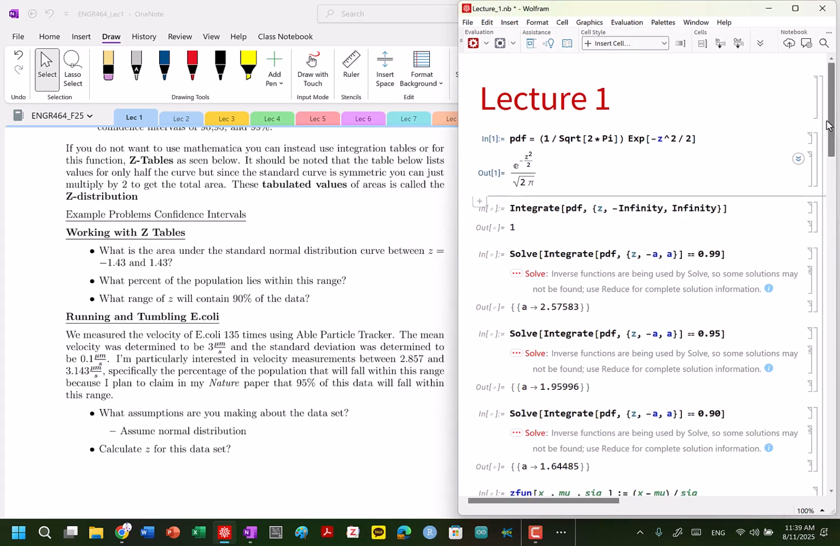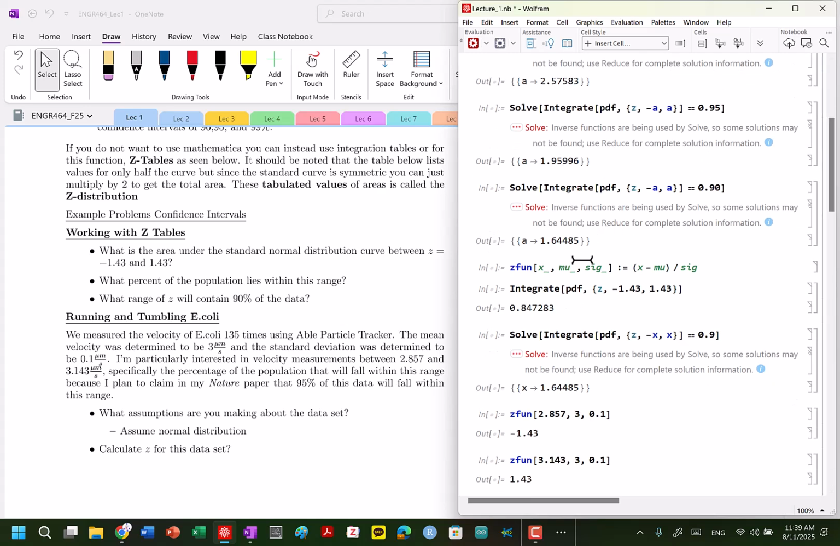So it's saying, I've got my PDF and I've got my z function solved for it here. Right now, it's saying what's the area under my standard curve between z of minus 1.43 and 1.43. So this would be my area. I would have 84.7% of the data falling between minus 1.43 and 1.43.